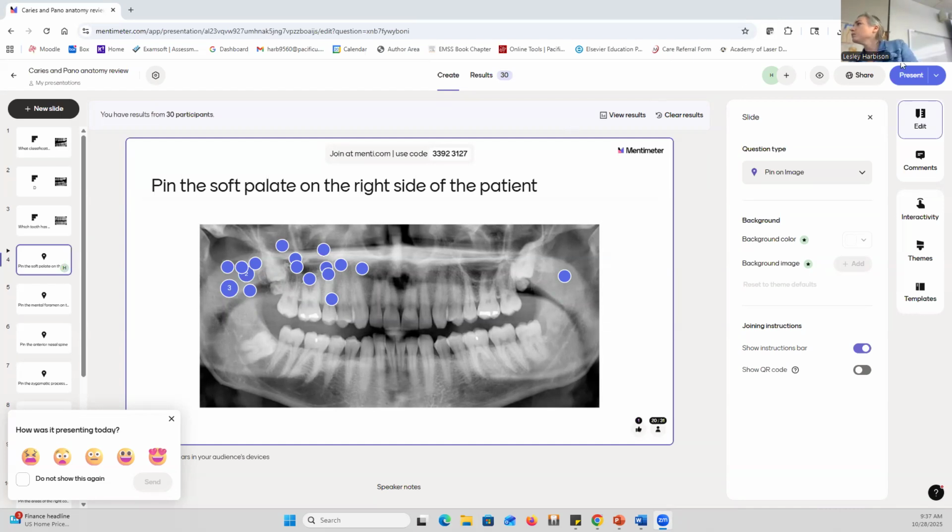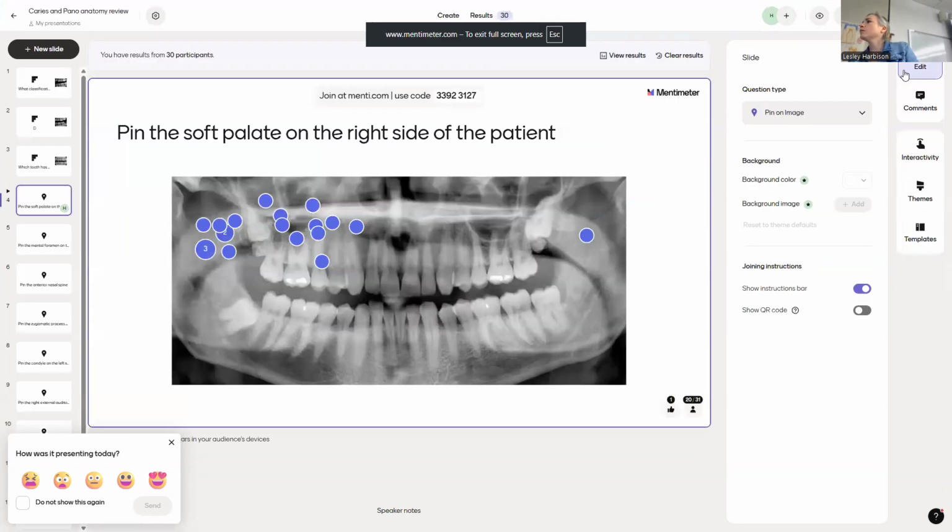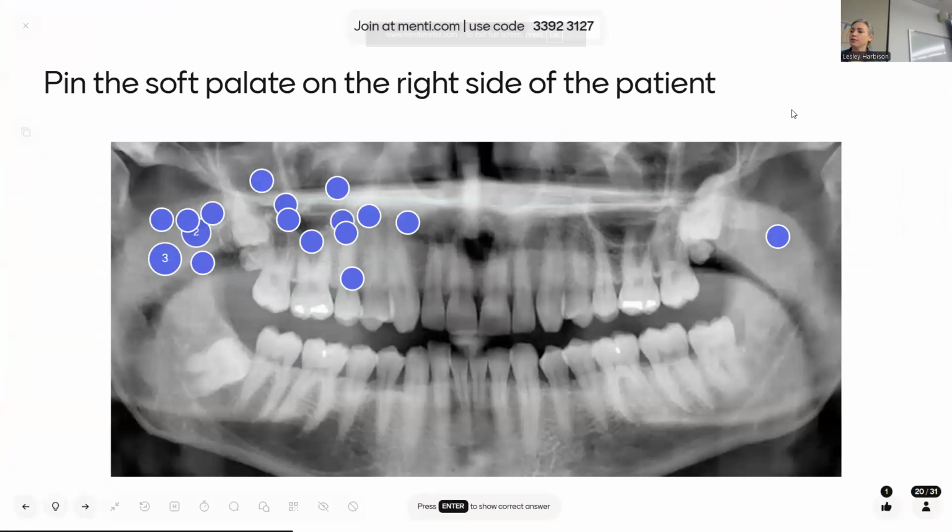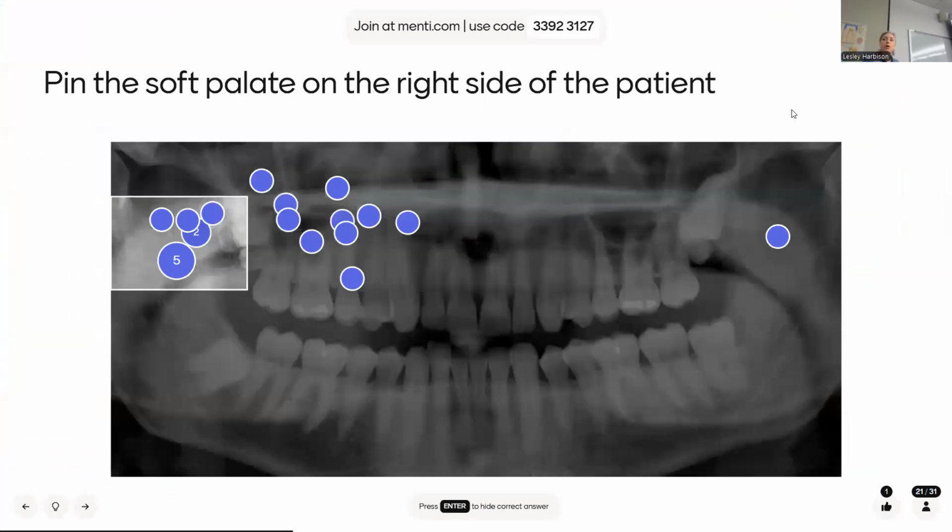Okay, so the soft palate. Press enter to show the correct answer. So those of you who put your little pin in that area, that's the soft palate. And the person who did it over here, you're not wrong, you just got your right and left mixed up. On the landmark exam, I'll have the arrow on the thing, and then you'll have to type in soft palate. This is one that sometimes people miss. There are other things in this area, but this is the soft palate. It looks kind of like a tongue hanging off the hard palate.